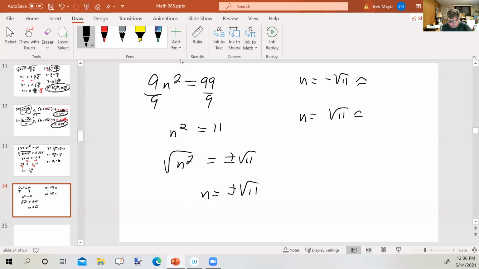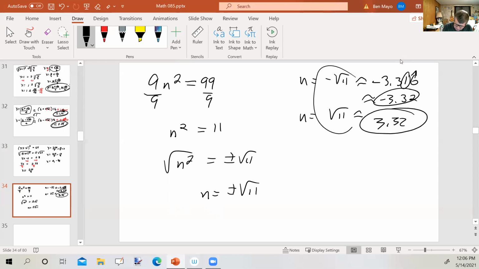Let's round those to the nearest hundredth. The negative square root of 11, excuse me, would be negative 3.316. Rounding at the hundredth, the 6 would round up, so we get negative 3.32. And then, of course, the other one would be positive 3.32, since all we have is negative the square root of 11 and positive the square root of 11. Okay, so here are the exact answers and the decimal approximations.